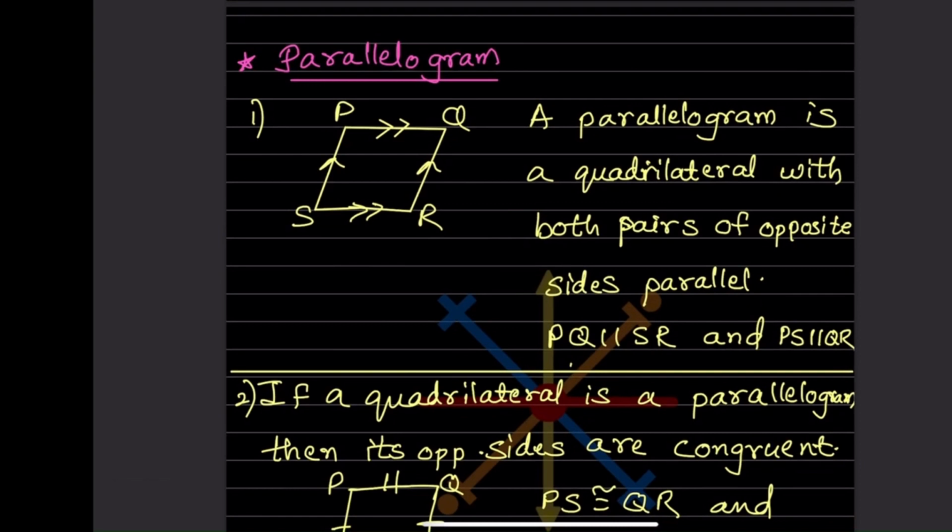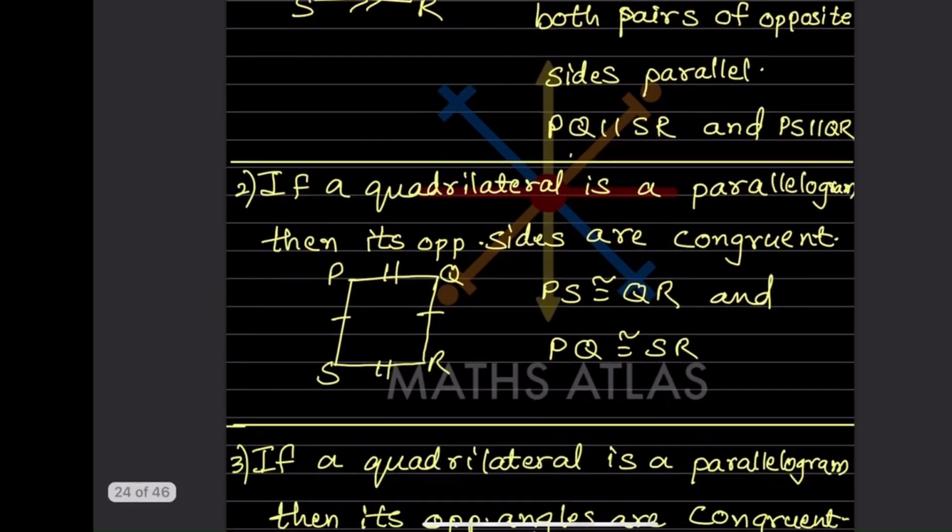Now this is a parallelogram. So now PQRS. When we say this, these both sides are parallel and these both are parallel to each other. So a parallelogram is a quadrilateral with both pairs of opposite sides parallel. So what we can say, PQ is parallel to SR and PS is parallel to QR.